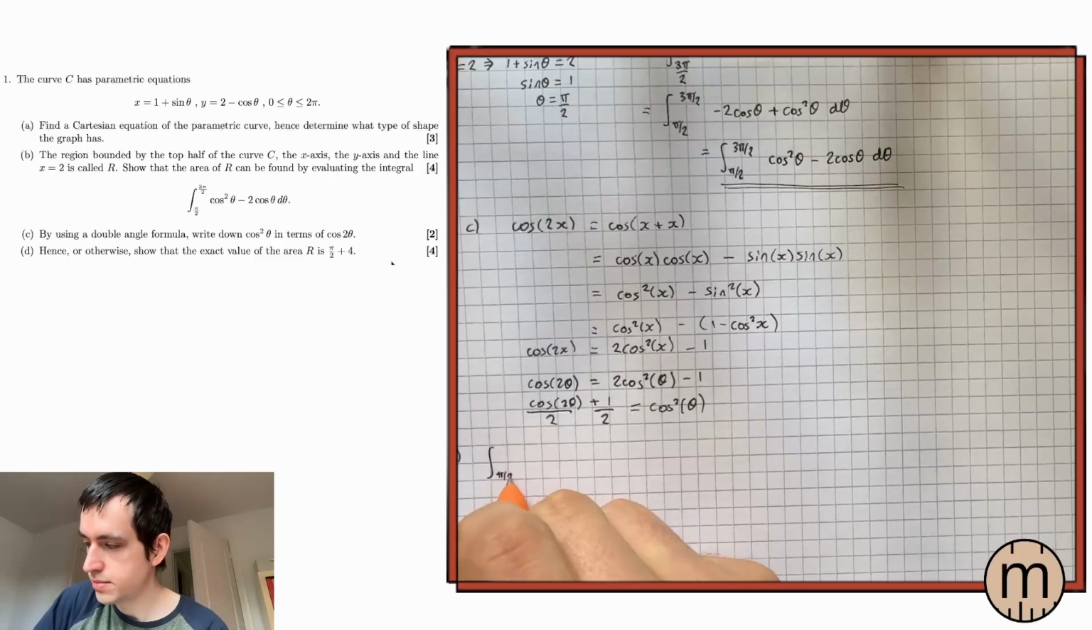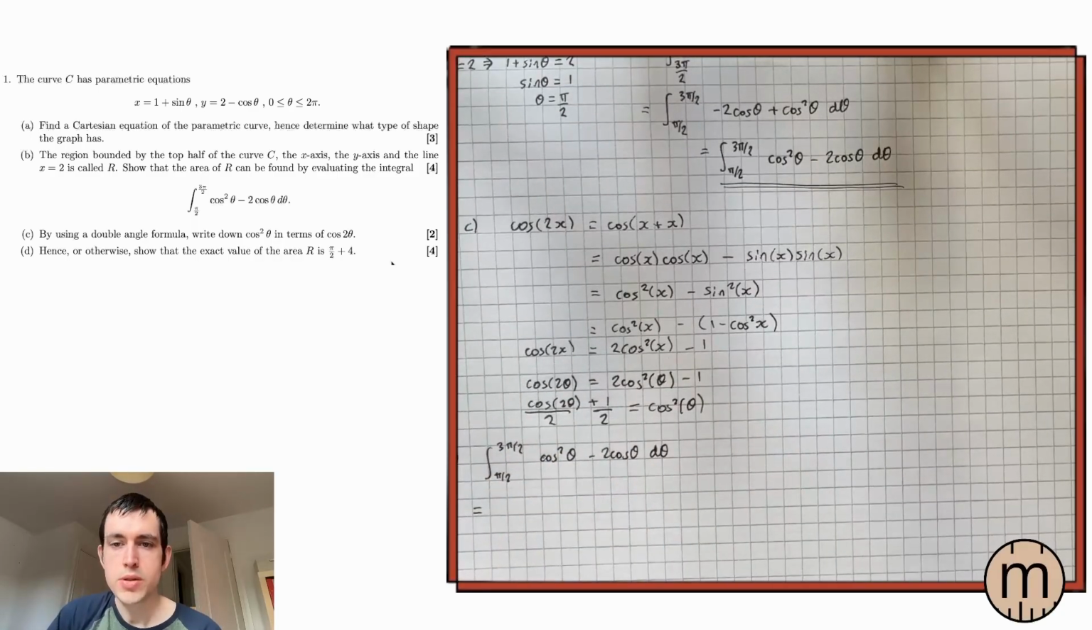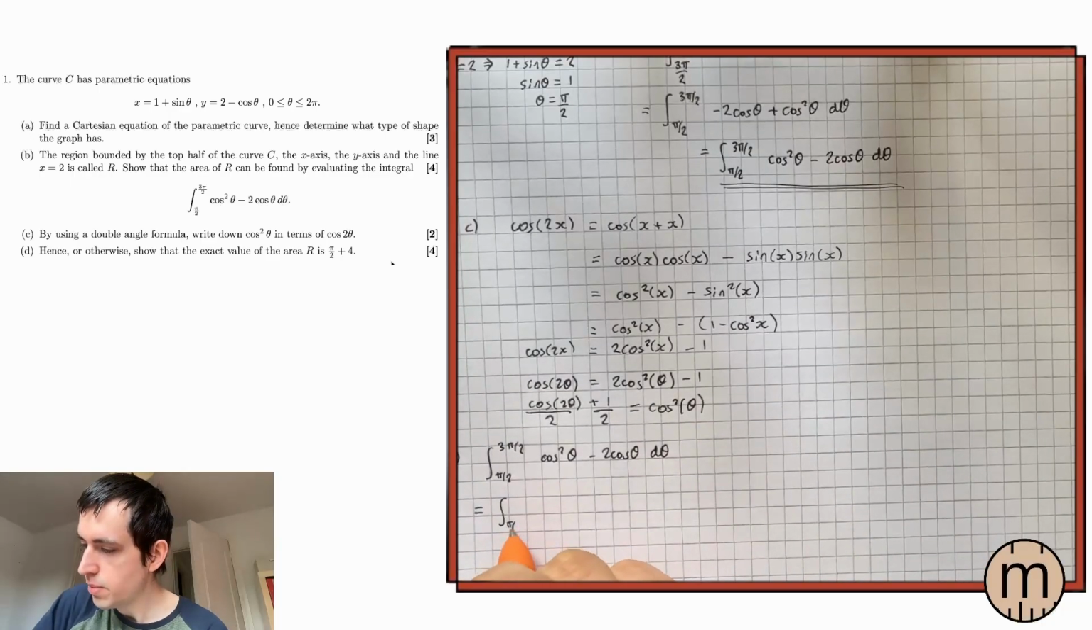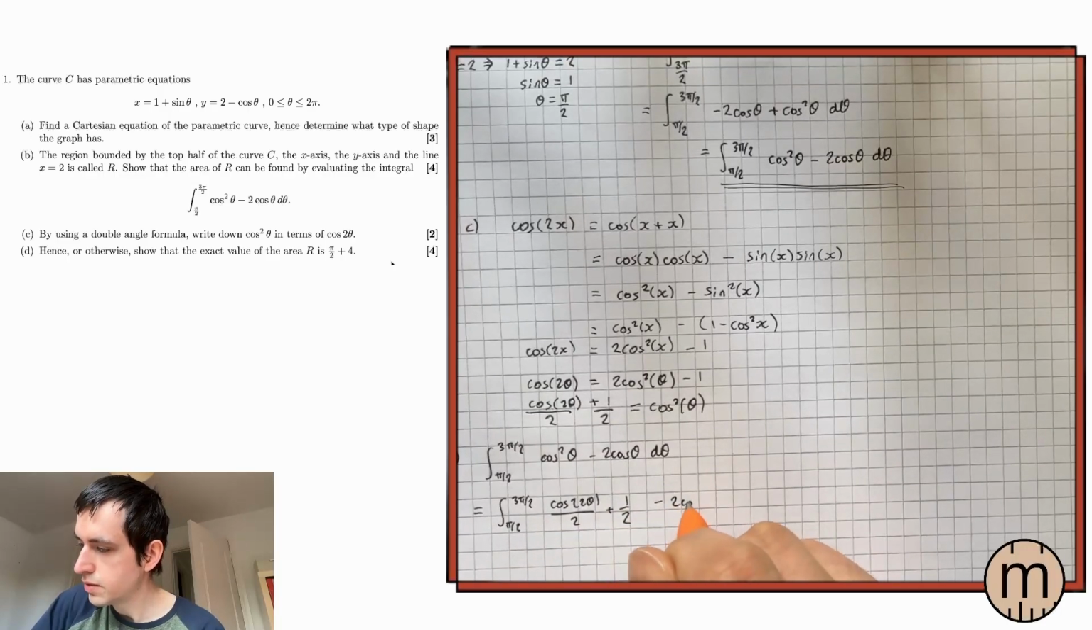Let's integrate. So how do you integrate cos squared theta? Well, we didn't do this for nothing. We absolutely have to put in the version of cos squared theta in terms of cos 2 theta plus 1/2, like this.